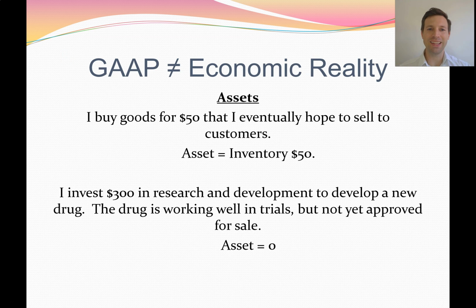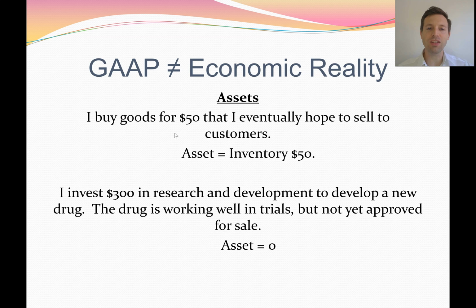The first category that may lead to accounting distortions is when our generally accepted accounting principles do not equal economic reality. And within our accounting rules, there are all sorts of situations in which this can occur. So let's have a look at an example with some assets and liabilities. So if I go and buy goods for $50 that I eventually hope to sell to customers, the accounting rules say that I can record that as an asset called inventory, and I'm going to have an asset on my balance sheet worth $50. However, if I go and spend $300 in research and development to develop a new drug, and the drug seems to be working well in trials, but has not yet been approved for sale, I can't call that an asset. The accounting rules say that has to be an expense.